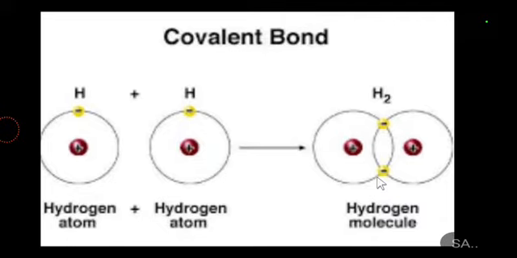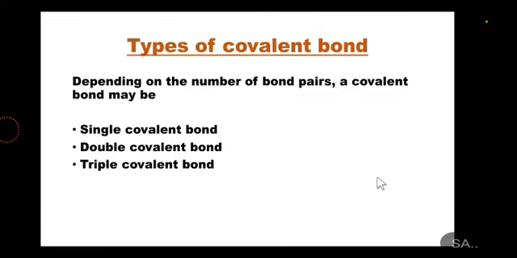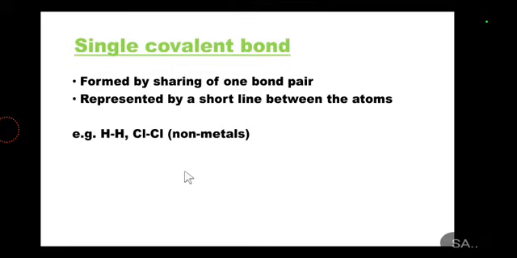I hope you have got the concept of this. Now we are moving to the types of the covalent bond, depending on the number of bond pairs. Now what are bond pairs? Bond pairs indicate electrons. One bond pair has 2 electrons, 2 bond pairs include 4 electrons, and so on. So depending on the number of bond pairs, a covalent bond may be a single covalent bond, where 2 electrons are shared, a double covalent bond, where 4 electrons are shared, and a triple covalent bond, where 6 electrons are shared. We'll see them in detail one by one.